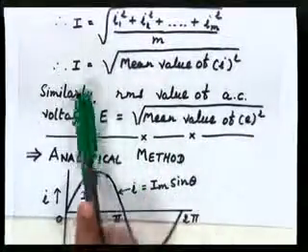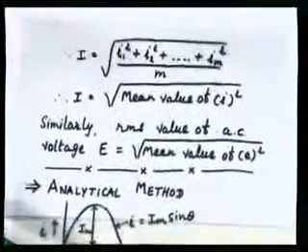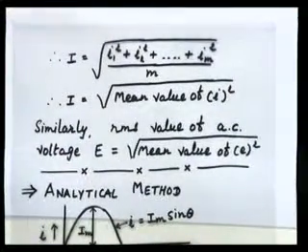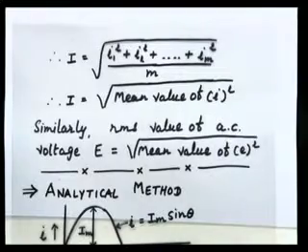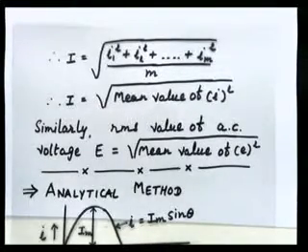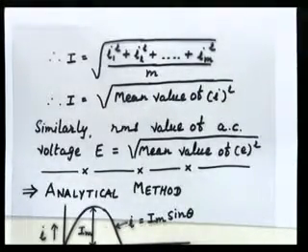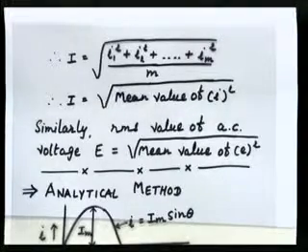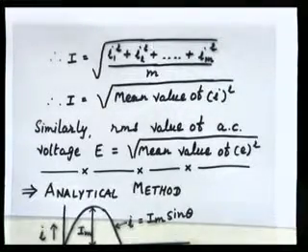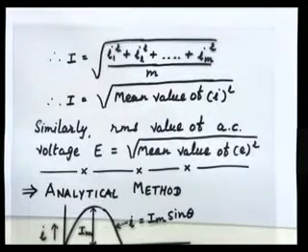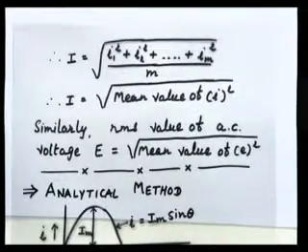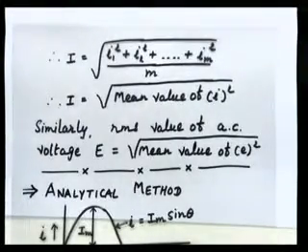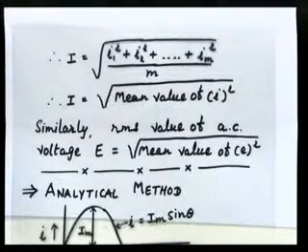So in this method, what we have done is compare the heat produced by alternating quantity with the heat produced by DC quantity, and after comparing these two, you can derive the equation for RMS value for alternating quantity, which is I is equal to under root of mean value of I square. This is the mid ordinate method.